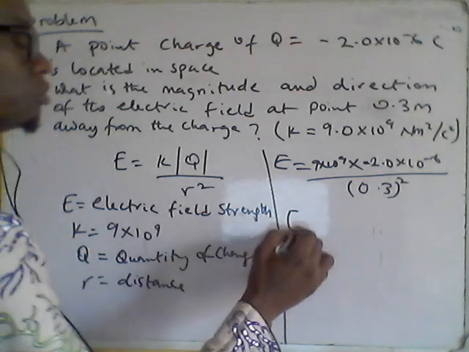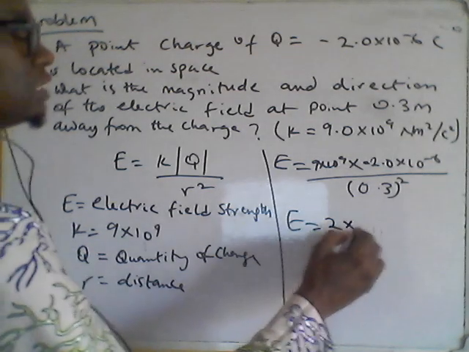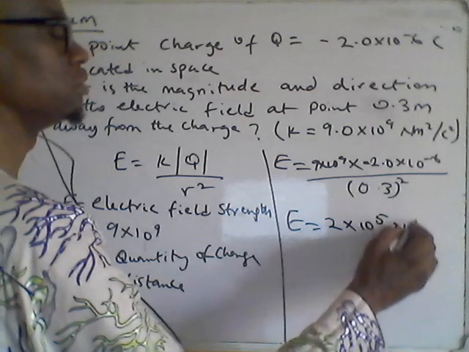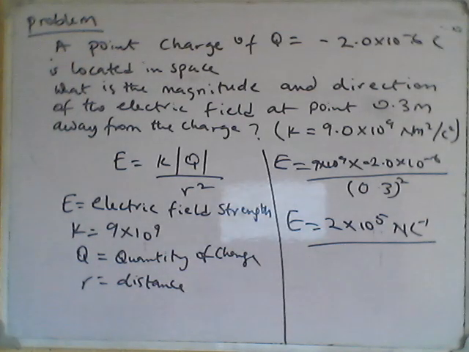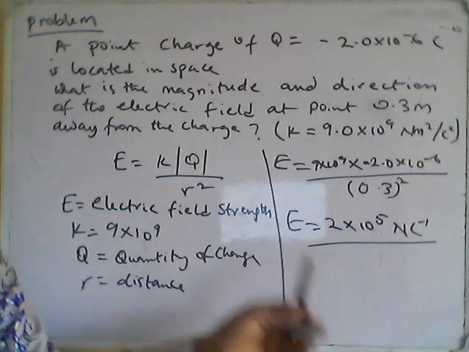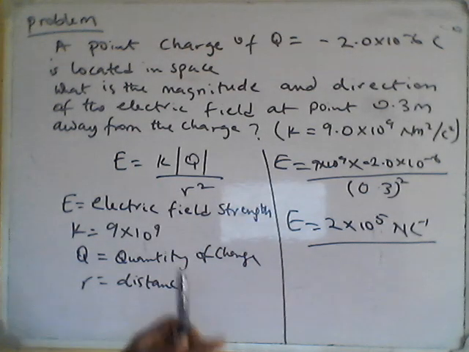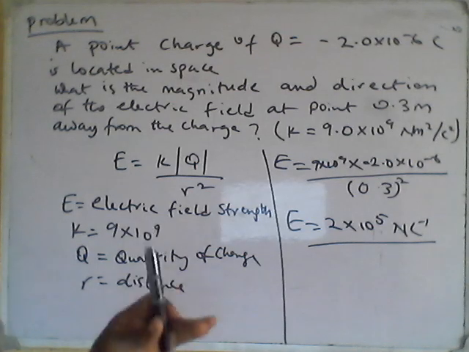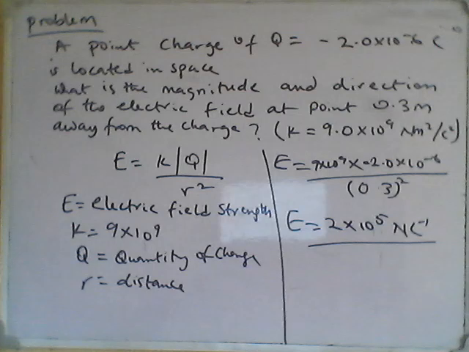So by the time I use my calculator to compute this, what I'll be getting is 2 times 10 to the power 5 Newton per Coulomb, sorry, Newton per Coulomb. Okay, so that's the final answer. But the negative charge that is here is just telling us that the electric field points towards that negative charge. You understand? Since the charge is negative, it points towards the charge. So this is the answer for this particular question.